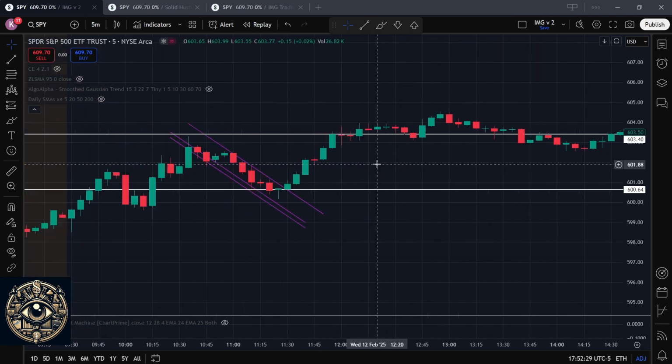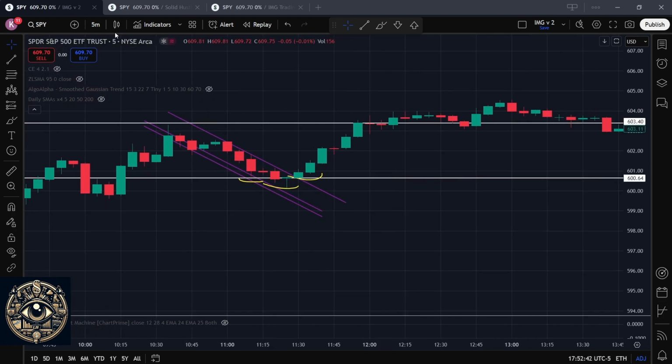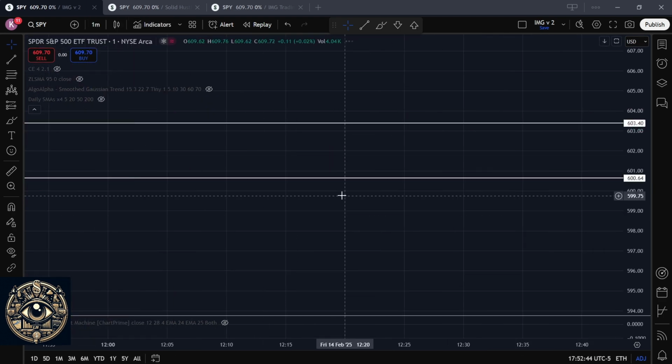So here's how you use it to your advantage. I'm going to draw the flexion points. So one indication of the price turning the other way. Let me go back into the minute.